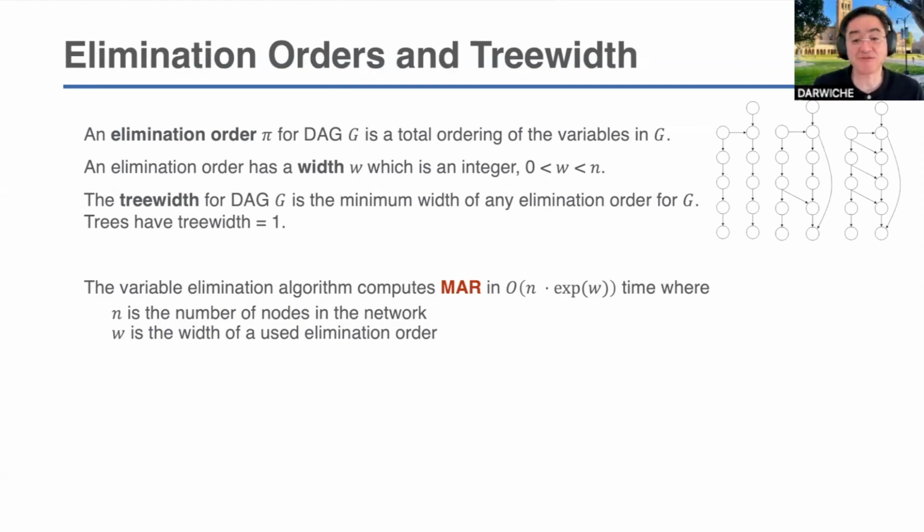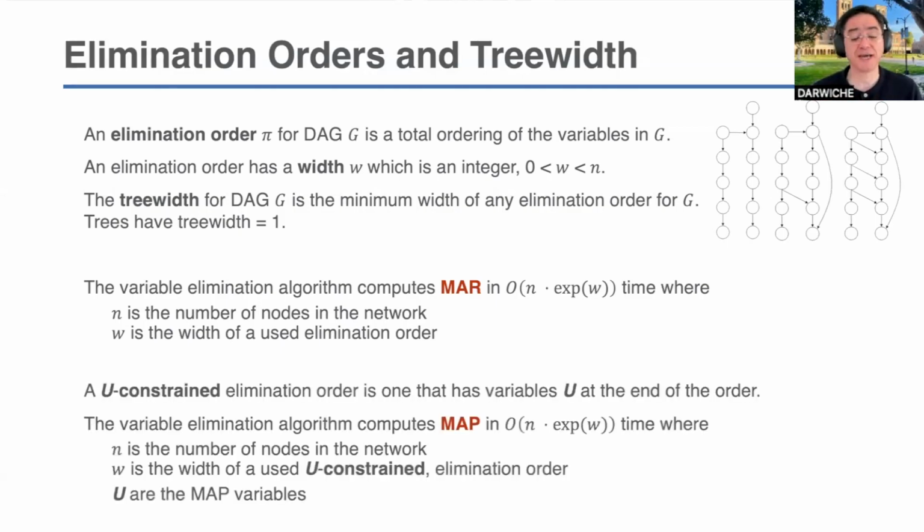The other main thing I want to say about variable elimination is you can also use it to compute MAP, not just marginal MAP. But the difference is you can no longer use any elimination order in this case. The elimination order that you must use to compute MAP has to be constrained, meaning the MAP variables, the variables you're optimizing, have to appear at the end of the order. That means you do not have all total orders at your disposal. You only have a subset of them.